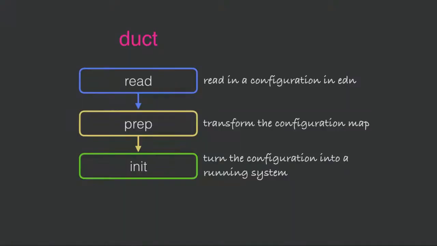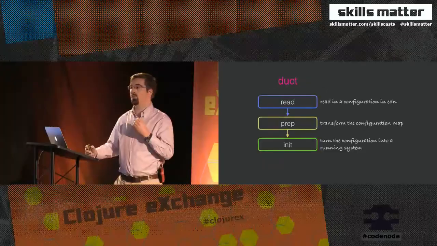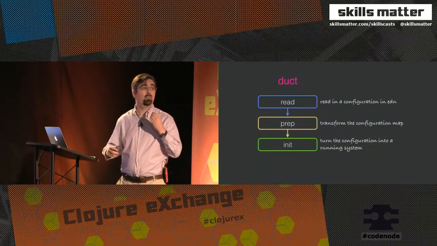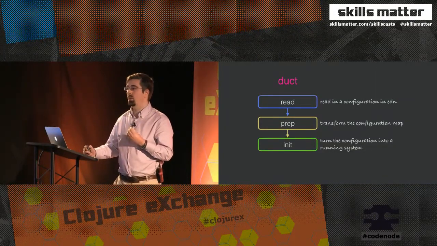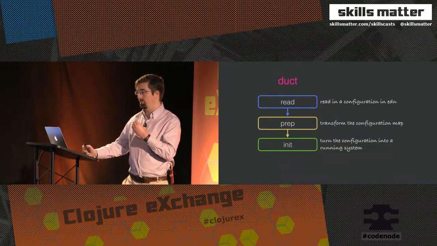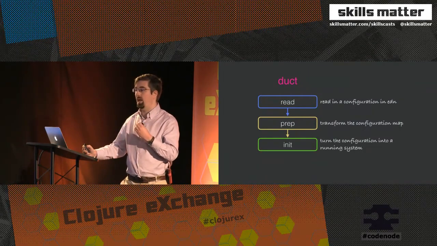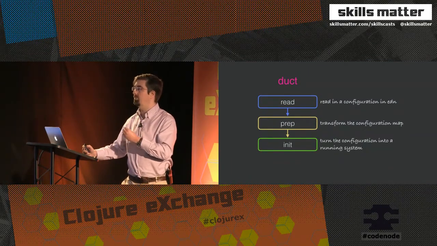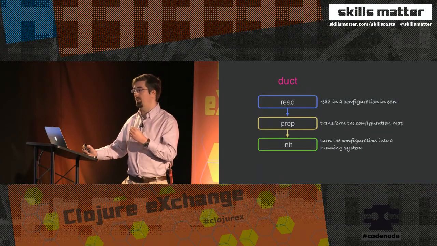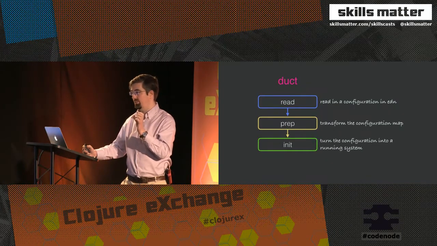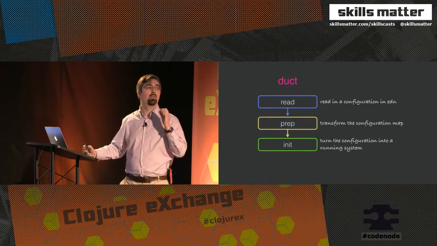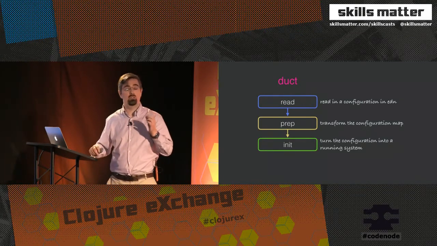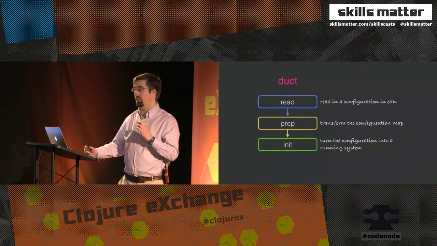So Duct adds in this additional prep step, and this is kind of necessary because it allows transformations of the configuration map. One of the things that Arachne's configuration scripts allow is that they allow complicated entities to be inserted into the database using very concise syntax. And the preparation stage, which Duct introduces, is a way of doing that.